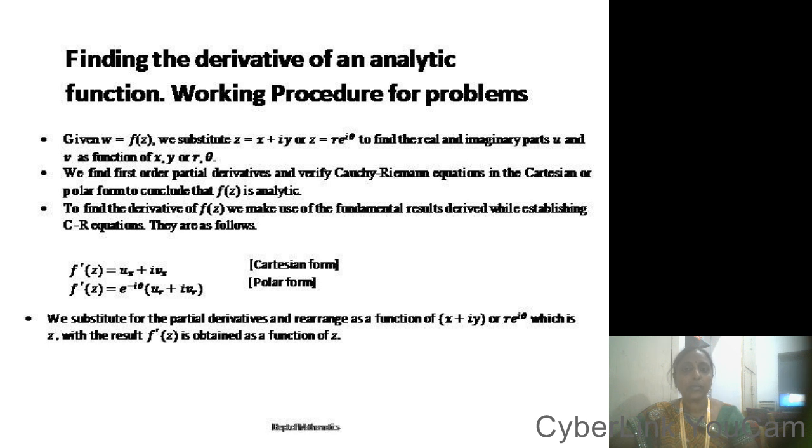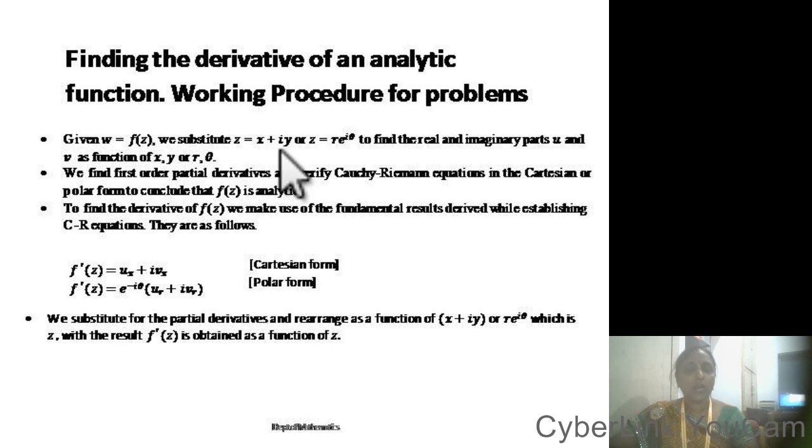Say for example, if they have given w equals f of z, first we have to substitute w as u plus iv, and f of z in terms of the function z given in the problem. Then we have to substitute z in terms of x plus iy. This is a complex number in the Cartesian form, and we have to separate the real part and imaginary part, that is u and v.